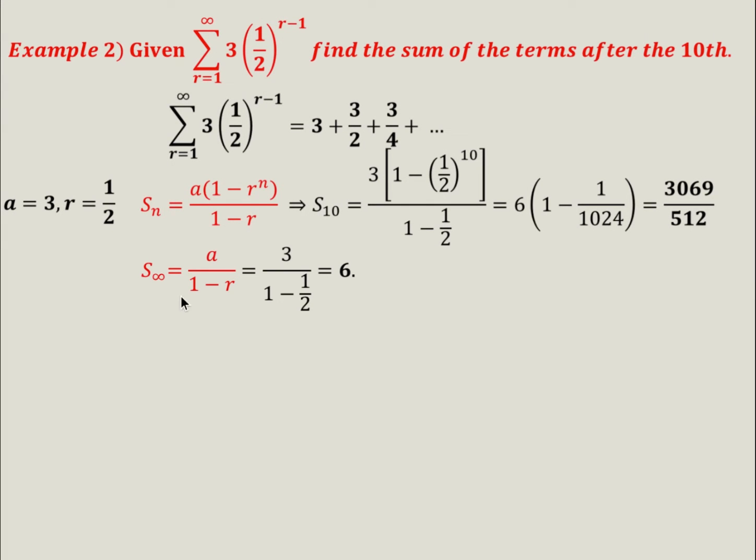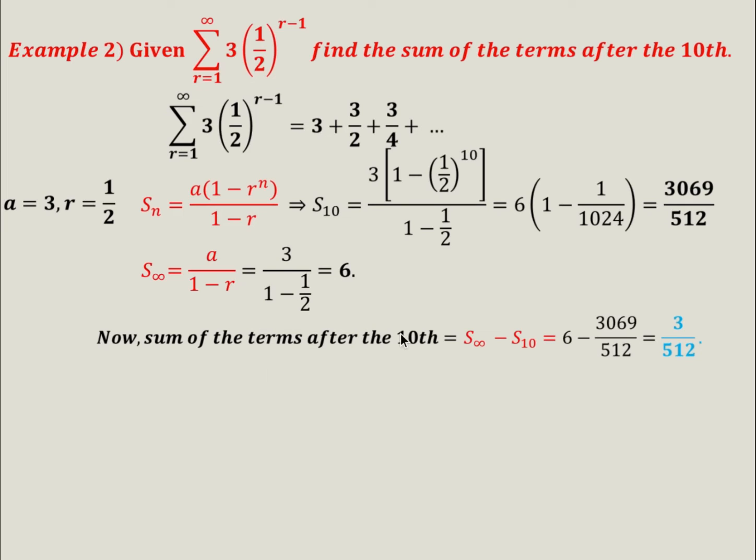Next, we find the sum to infinity, which is given as the first term all over 1 minus the common ratio, giving 3 all over 1 minus half, which gives 6. Now the sum of the terms after the 10th term should then be the sum to infinity minus the sum of the first 10 terms. That is how we will get that sum, which gives 6 minus 3069 all over 512, giving 3 all over 512.